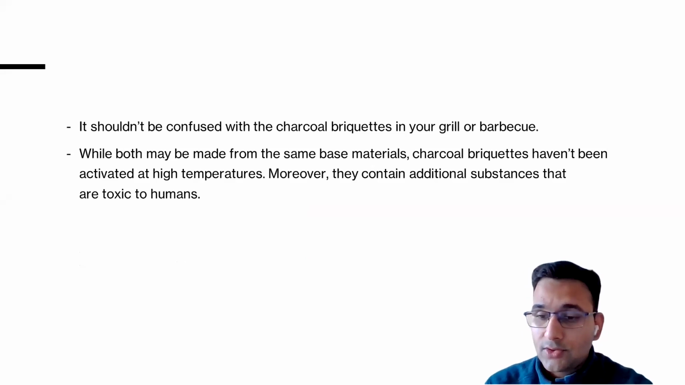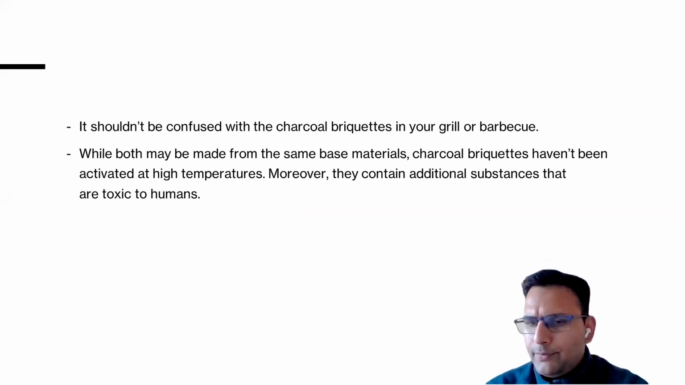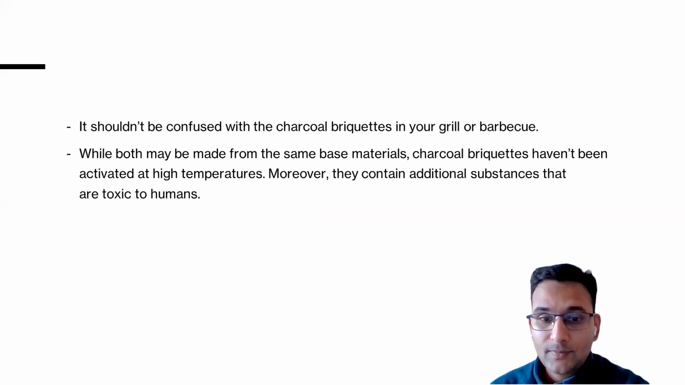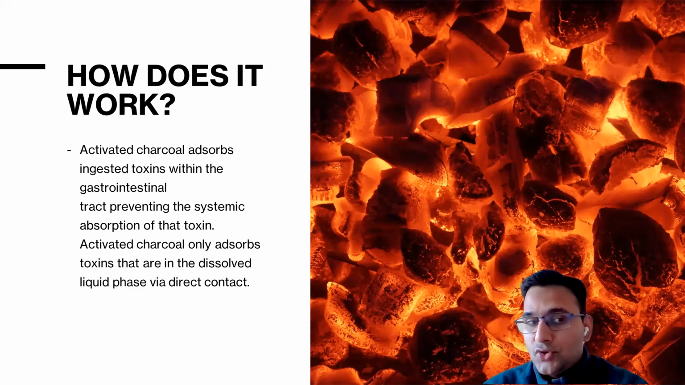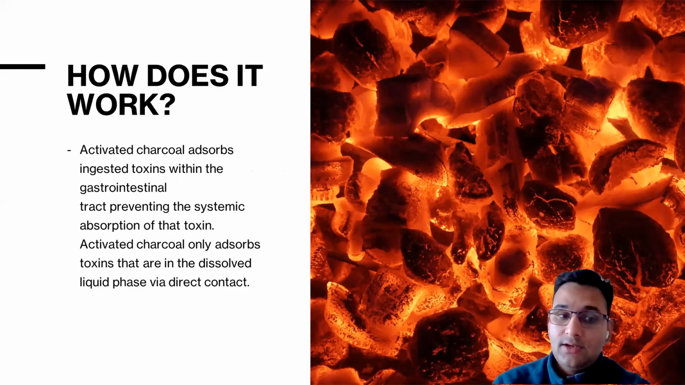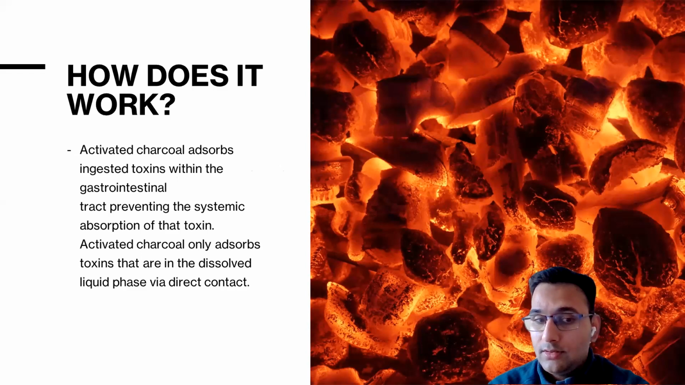It shouldn't be confused with your normal charcoal briquettes that are used in your grill or barbecue. While both are similar products, the ones used for grills contain substances that can be harmful or even toxic to humans. How does it work? It absorbs the ingested toxins within the gastrointestinal system, preventing the systemic absorption of that toxin. The downside being that it only absorbs toxins that are in dissolved liquid phase via direct contact.